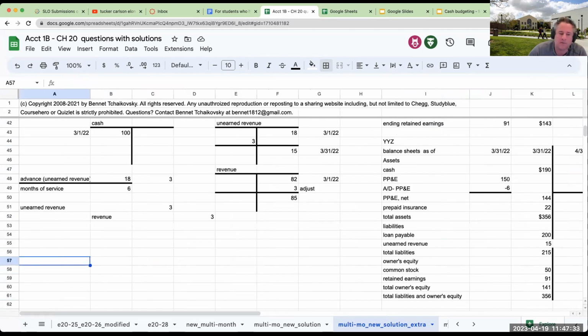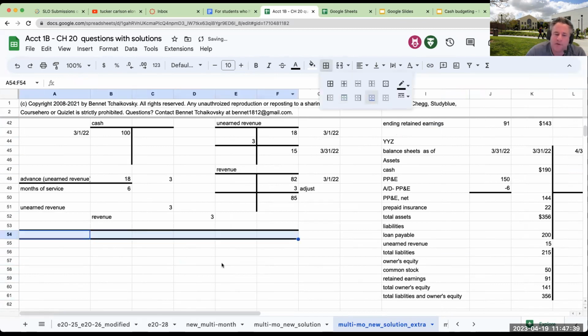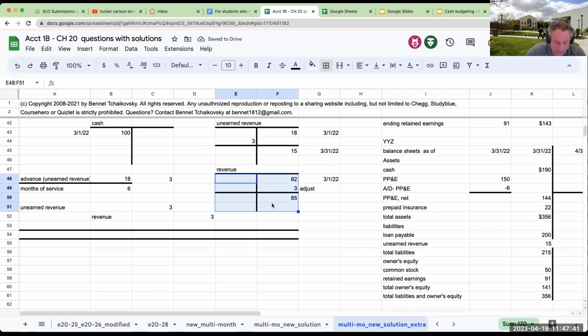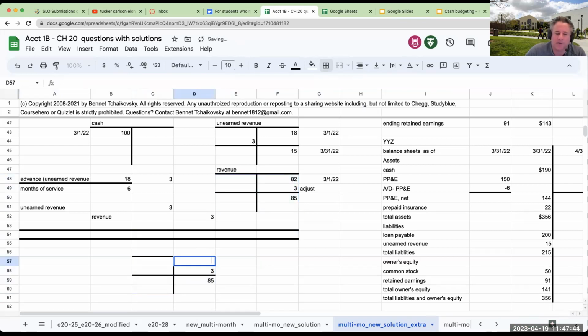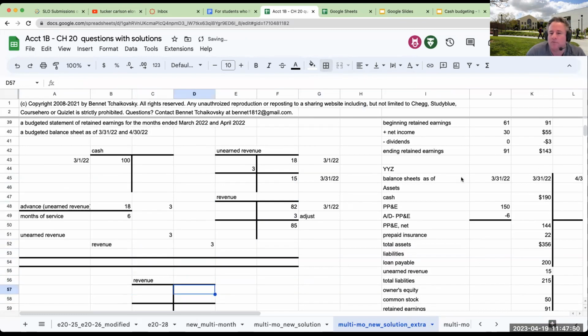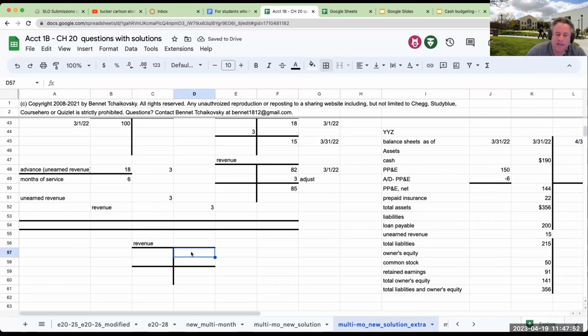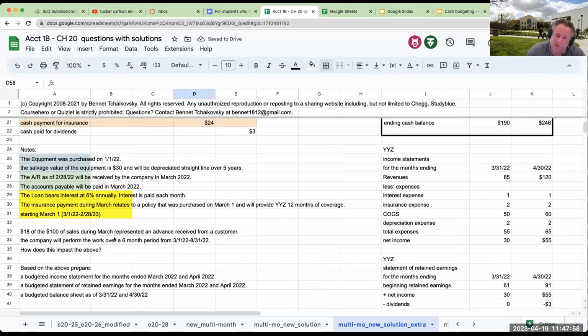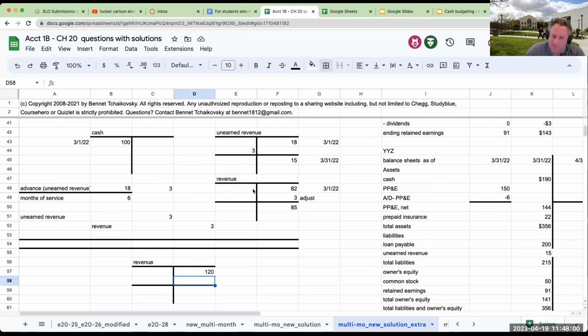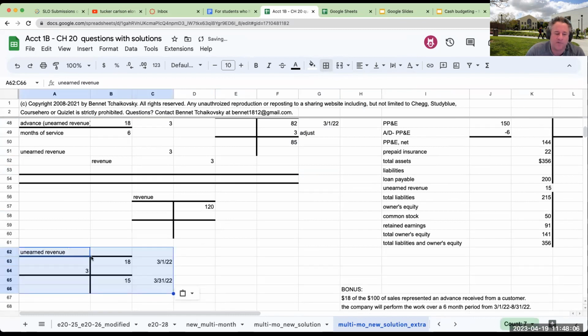Now let's go over here and look at the month of April. So for the month of April, right over here, we're not really given any other information, right? So right over here, my revenue for the month of April was 120. That's not going to change, because there's no information about an advance from a customer during that month. However, I have unearned revenue, which had a beginning balance on 4/1/22 of 15.